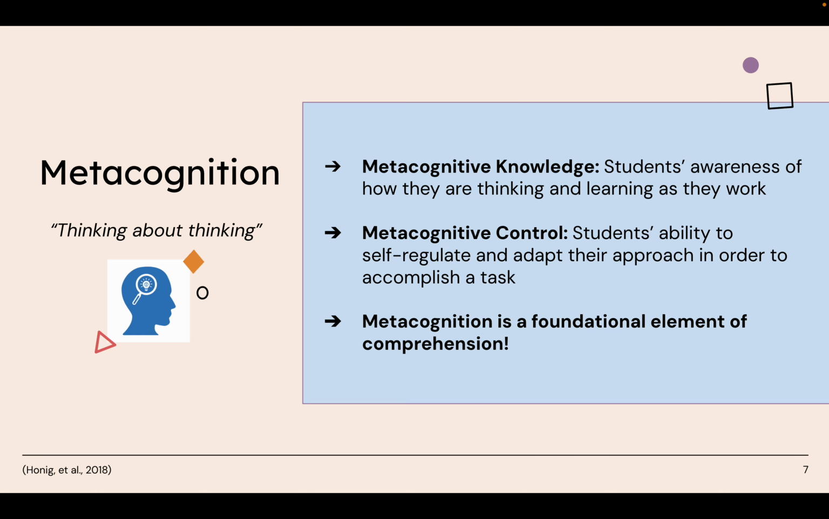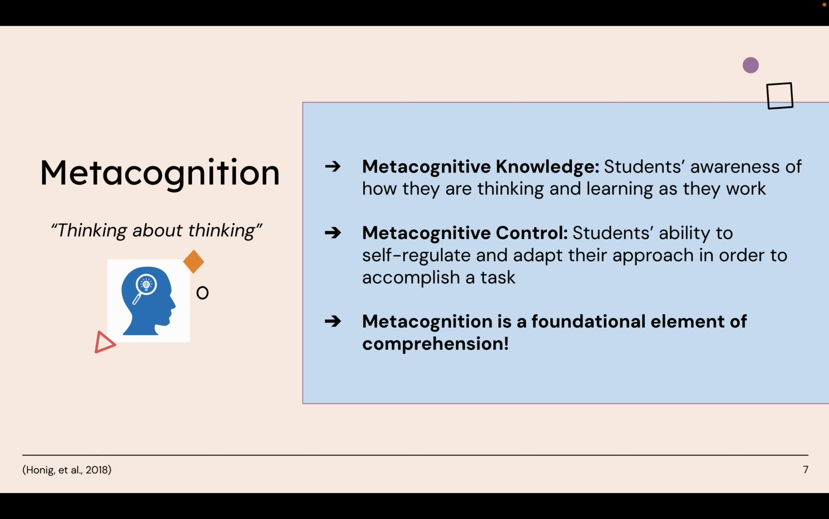Throughout the reading process, whether it's before, during, or after, we are using some metacognitive skills. This idea of metacognition is thinking about thinking, and this is a really important task for readers of any age to engage in while they're reading in order to really understand the text that they're reading. So metacognitive knowledge is a student's awareness of how they're thinking and learning as they work. Am I understanding what I'm reading? Am I confused? Am I paying attention? Those types of things as they're reading.